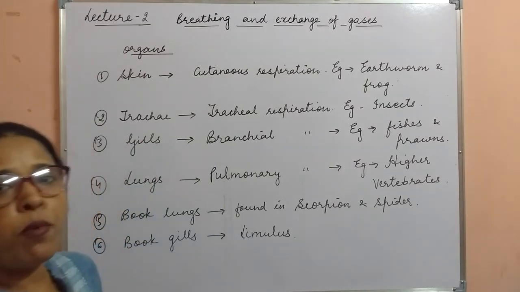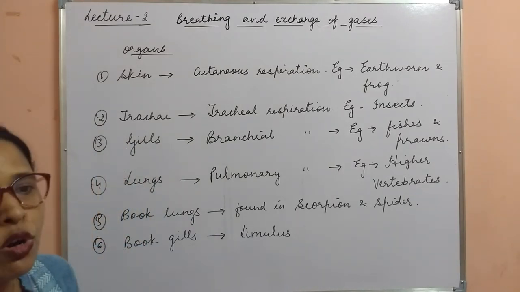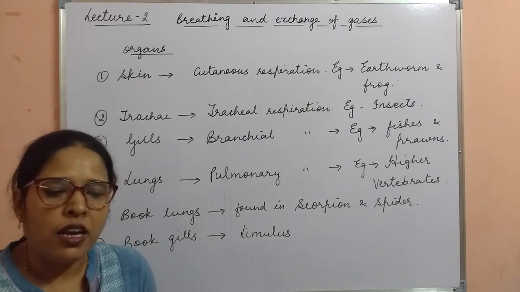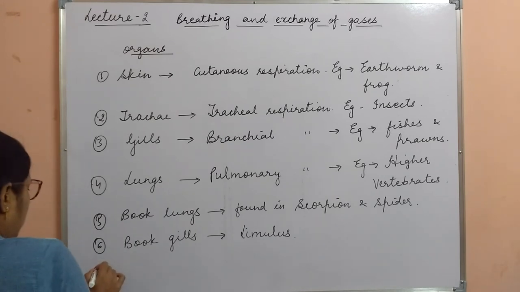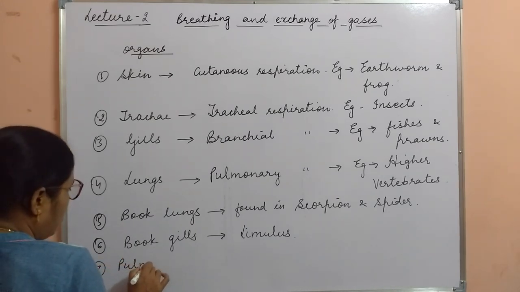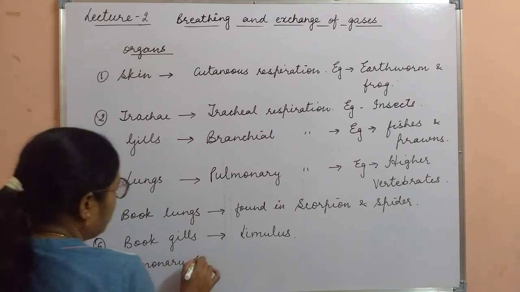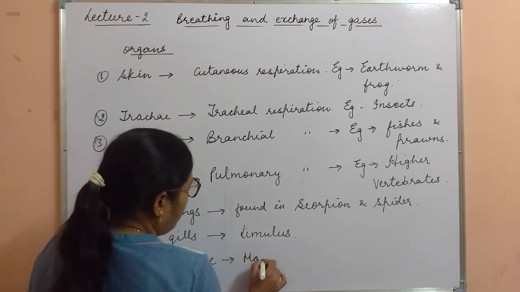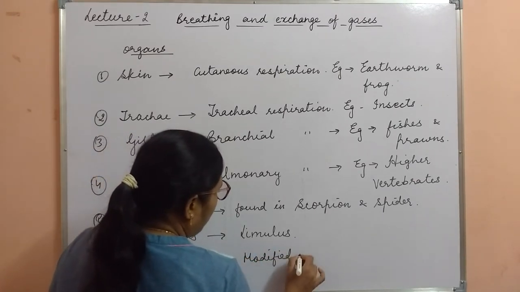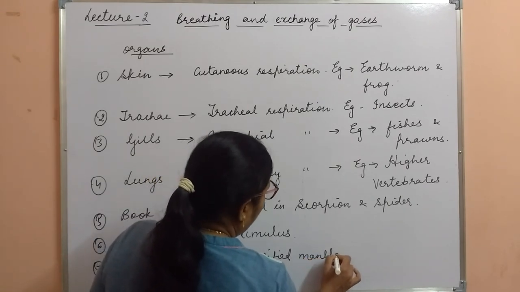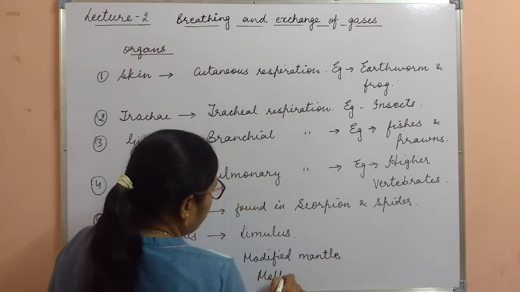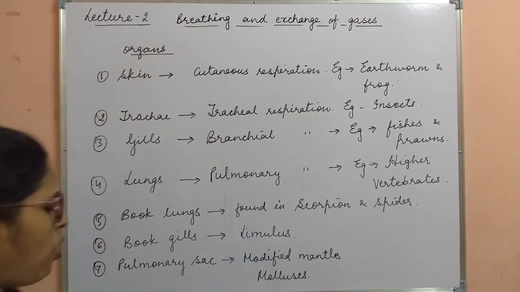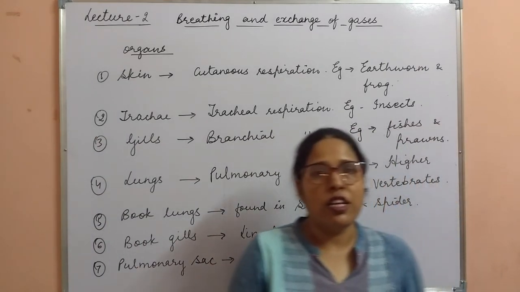And one more important respiratory organ is called the pulmonary sac, which is a modified mantle of the body of mollusks. So it is found in mollusks. So these are some important respiratory organs which are present in different organisms.